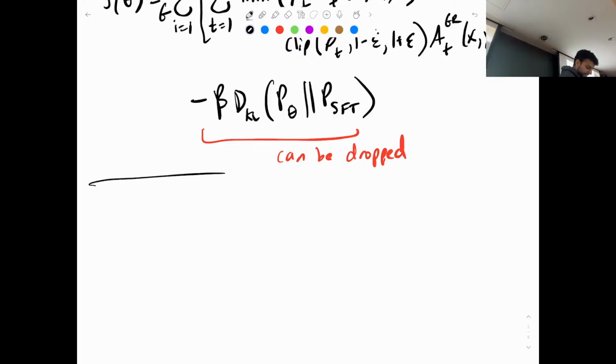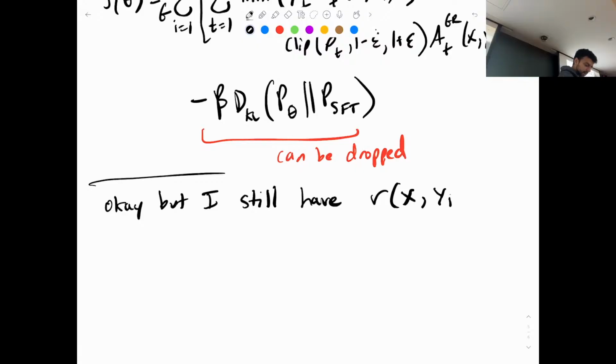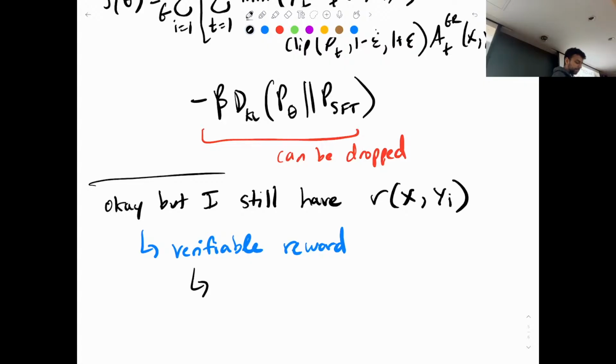Now, you might be thinking, okay, but I still have this r(x, y_i), right, which we've so far discussed as coming from a reward model. So let's talk a little bit more about this concept of a verifiable reward. So in the simplest case, these can be like binary 0 or 1 rewards.